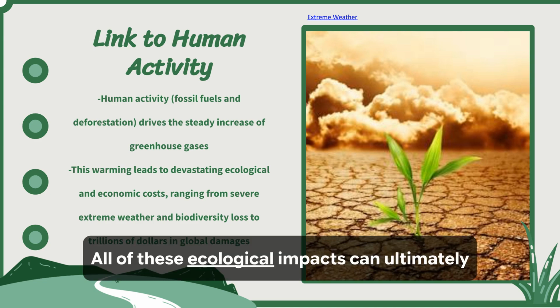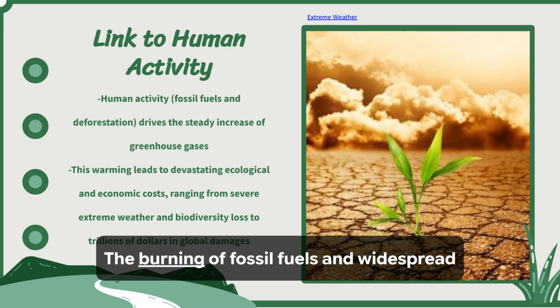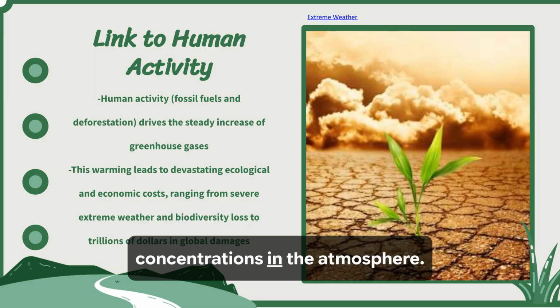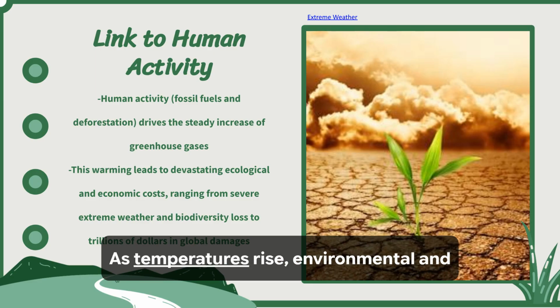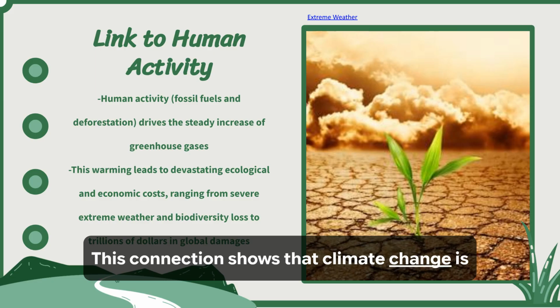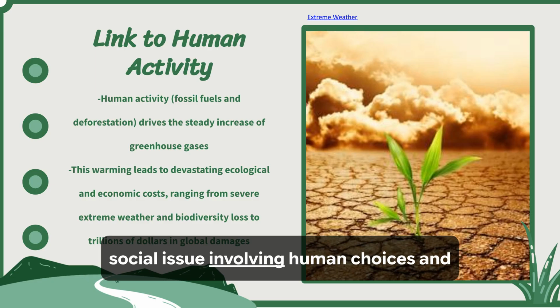All of these ecological impacts can ultimately be traced back to human activities. The burning of fossil fuels and widespread deforestation increase greenhouse gas concentrations in the atmosphere. As temperatures rise, environmental and economic damages become more severe. This connection shows that climate change is not only a natural science issue, but also a social issue involving human choices and behaviors.